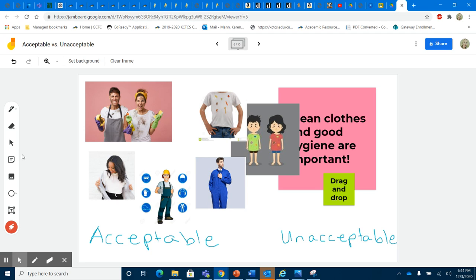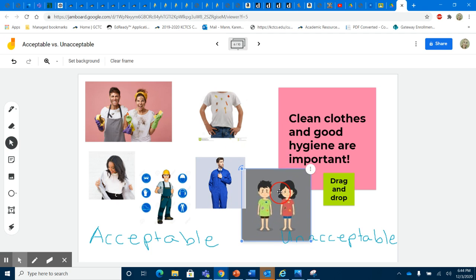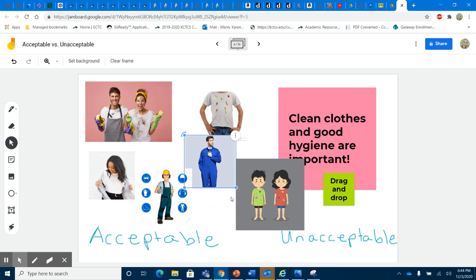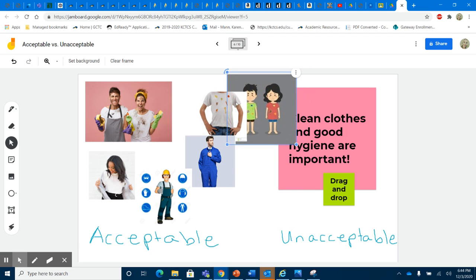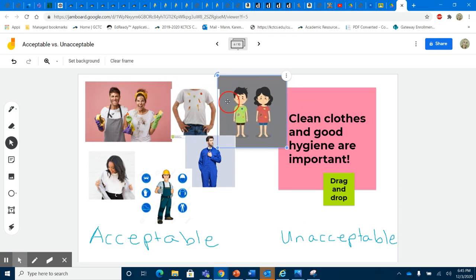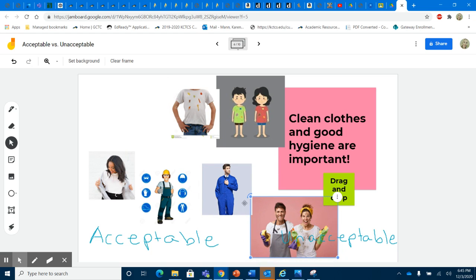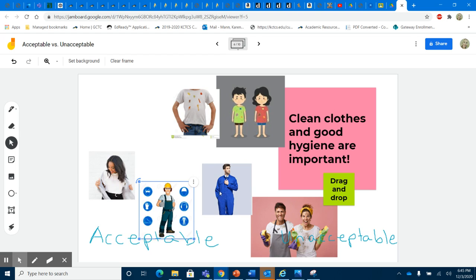Here, we would be getting into a little bit more of the interactions that we would be capable of using Google Jamboard for, and that we can do some drag and drop. So again, we could just do this as a large group discussion, or I could give one student control, and then they could be sort of the teacher or the leader, and we would just go through the pictures and drag and drop them where they belong based on our understanding of acceptable and unacceptable hygiene and clean clothes rules for work.